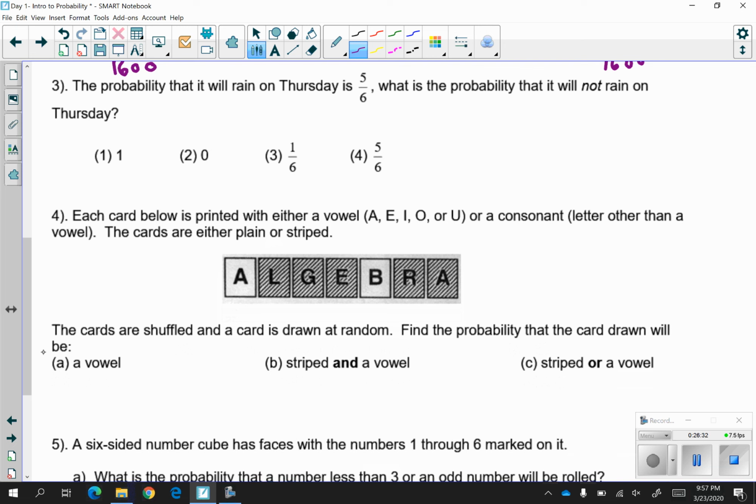If you're talking about the probability that it will rain on Thursday is 5/6, and you want to find the probability that it will not rain on Thursday, this is your complement. So if there's 5 chances that it will happen, that means there is 1 chance that it will not happen, because starting from the number 1 minus the 5/6 that you already have leaves you with 1/6 left over. Remember that the probability plus its complement has to sum to 1.